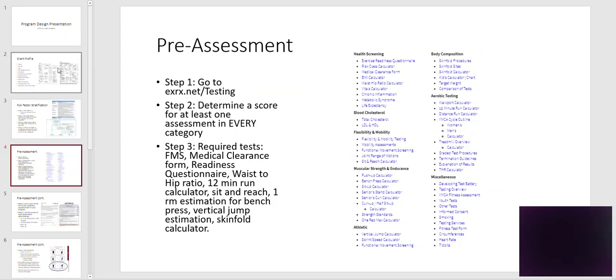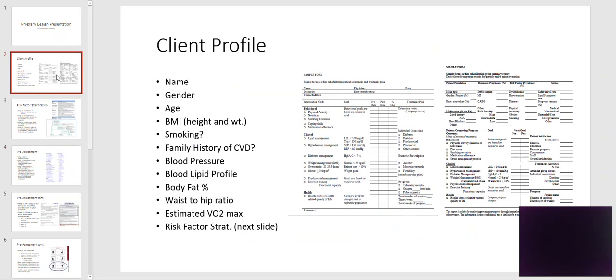When you are making your program design presentation, you start with the client profile and you take this information about the individual. Some of these things are not related to risk factor stratification, but I will give you a sample form that you fill out. You can see it right here. Then you start off by taking down the individual's gender, age, BMI, and some of this information as well.